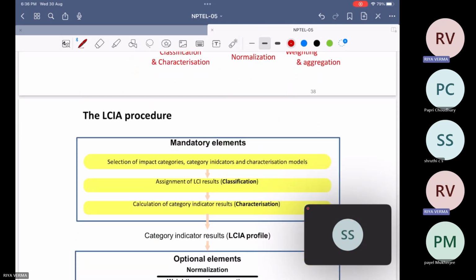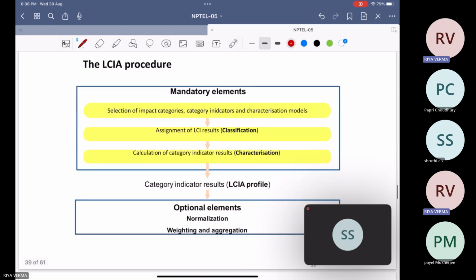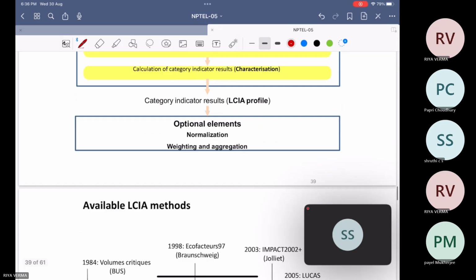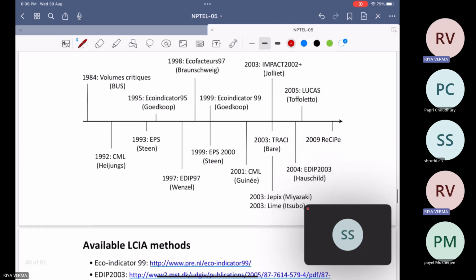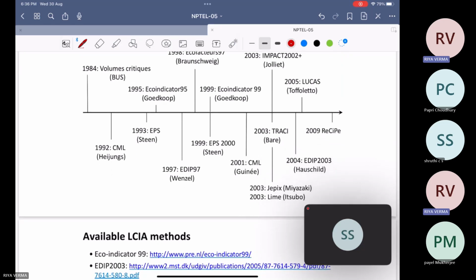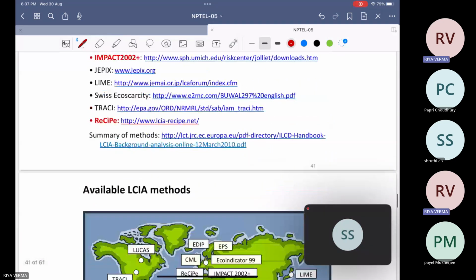These are the mandatory elements needed for the LCIA procedure: the selection of the impact categories, category indicators, and characterization models. After that, assignment of LCI results. This is in the classification phase, and in the characterization phase, we have calculation of the category indicator results. So these are the available LCIA methods with the timeline. In 1984, we had volumes, critis, BOS methods. In 1992, we had CML. In the latest one, in 2009, we have ReCiPe. So these are the different types of available LCIA methods.